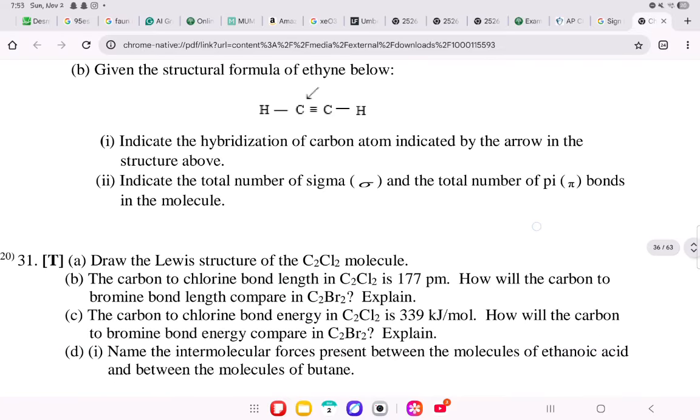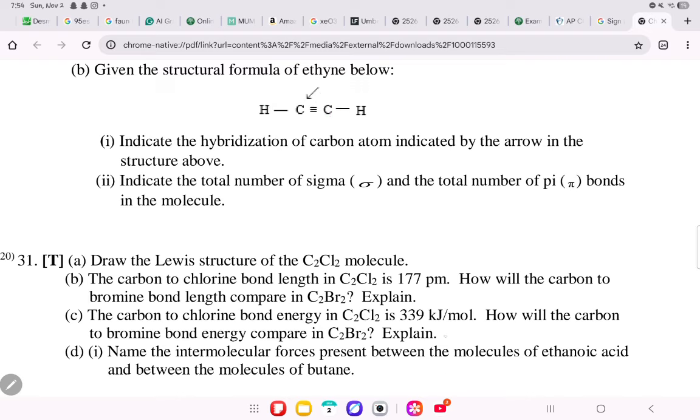Now, we move on to part B. It says, given the structural formula of ethene below, indicate the hybridization of the carbon atom indicated by the arrow in the structure above. They want the hybridization of the carbon atom. This is the carbon atom over here, right? Now, as you can see from this carbon, it has a single atom here, and over here it has a single atom as well. So the structure is AX2, because there's no lone pairs, and AX2 is always sp hybridization.